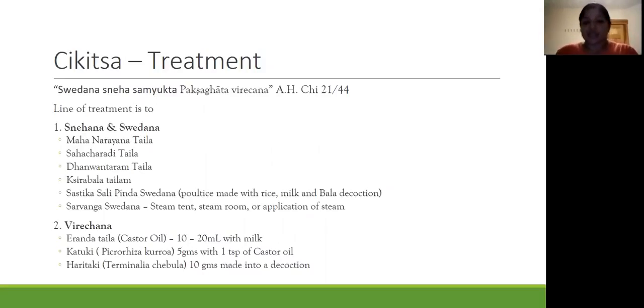So in this situation, specifically, they have said that the Chikitsa Sutra, or the line of treatment for this, is Swedana Sneha Samyukta. And what that means is that you want to do Swedana with some form of Sneha. It shouldn't just be steam alone, but it should always be along with some form of moisture or some form of Sneha. Okay? And then you want to advise Virechana. So we need to do Sneha, Sveda, and we need to do Virechana. This is the ideal treatment for this condition.